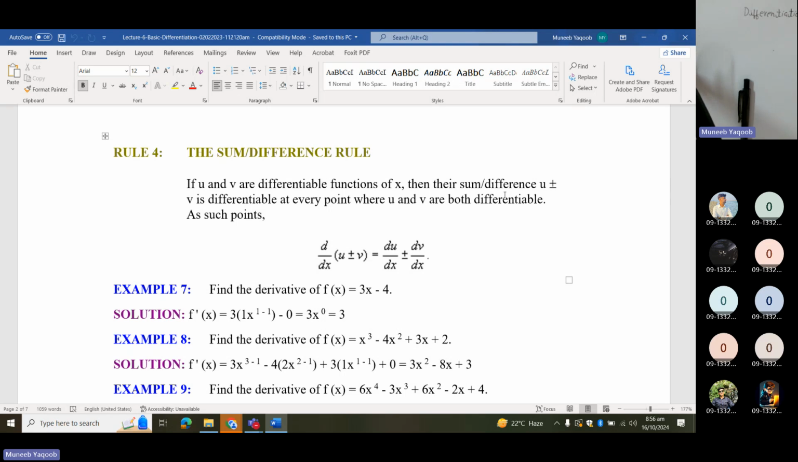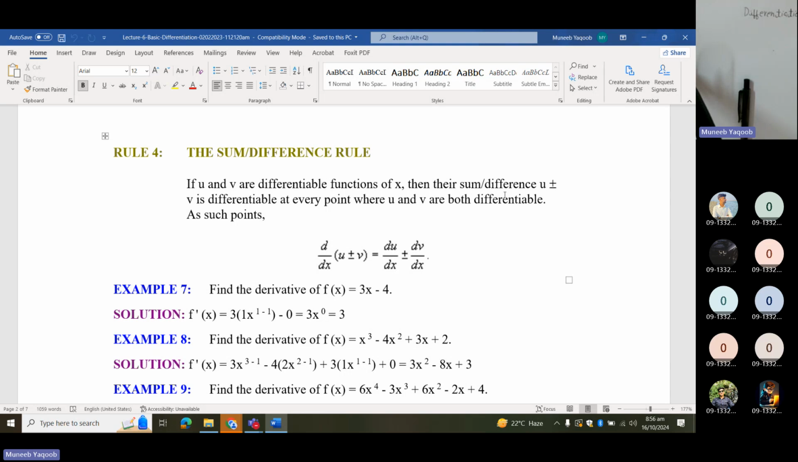Okay, like in example number 6, if we are to calculate the derivative of 3x minus 4, we will calculate the derivative of 3x separately. It would be 3 times x power 1 minus 1, while the derivative of minus 4 will be 0. So then we will subtract 3 minus 0, and hence the answer will be 3.